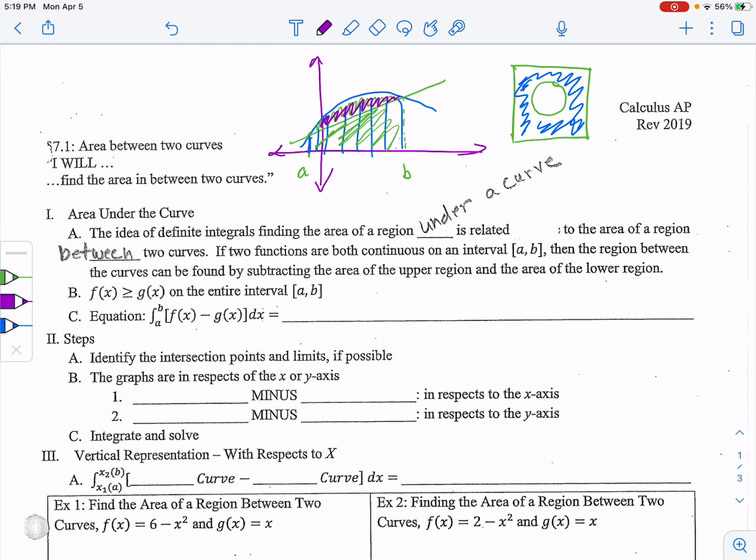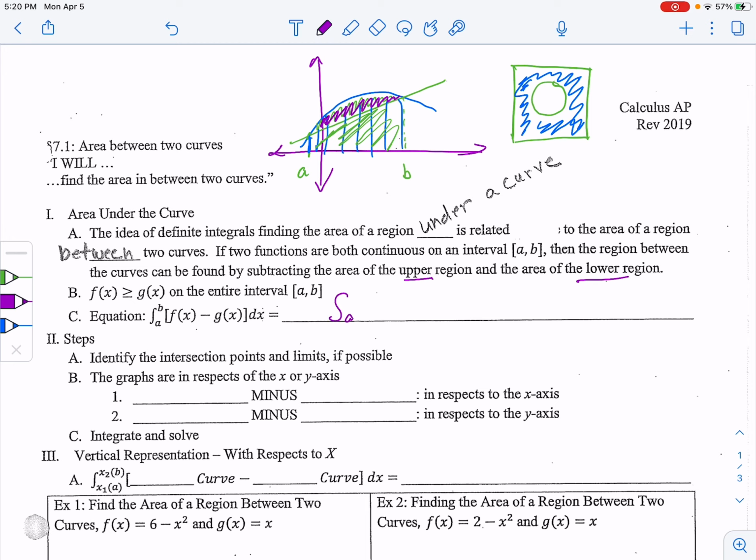Okay? So here's the word. It says the idea of a definite integral, finding the area of a region under a curve, is related to the area of a region between two curves. Two functions are both continuous on the interval a to b. Then the region between the curves can be found by subtracting the area of the lower region from the area of the upper region. Upper first, lower. Okay?